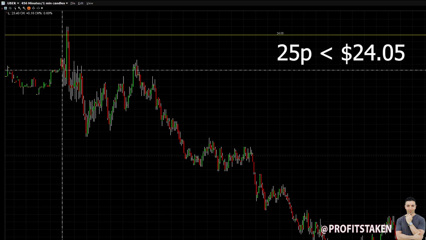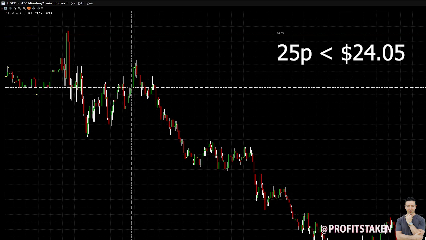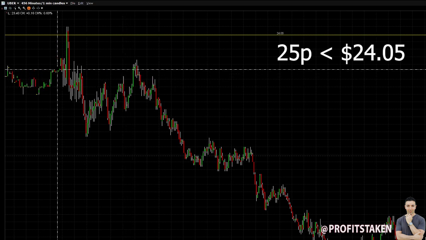But what does it mean? How do you execute this properly? Because I'm saying, if you read it, it's 25 puts less than 2405. Well, okay, well, here we are at opening, 9:30, and we're less than 25. Does that mean enter right away and take puts? That's how it would read, and I can understand that. But it's a little bit counterintuitive, and I want you to understand.